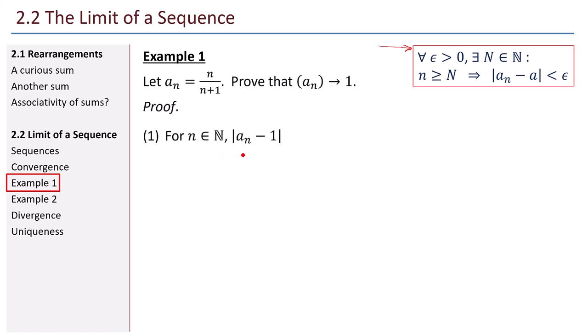Step number 1 is I want to take the absolute value of the difference, A sub n minus the proposed limit, A sub n minus 1, and simplify it as much as possible. So if n is a natural number, the absolute value of A sub n minus 1 equals the absolute value of n over n plus 1 minus 1. Use algebra. That stuff inside simplifies to negative 1 over n plus 1. Now the absolute value of a fraction is the absolute value of the top divided by the absolute value of the bottom. So that's 1 over n plus 1. And notice that the absolute value of n plus 1 is just n plus 1 because n is a natural number. n is 1, 2, 3, or things like that.